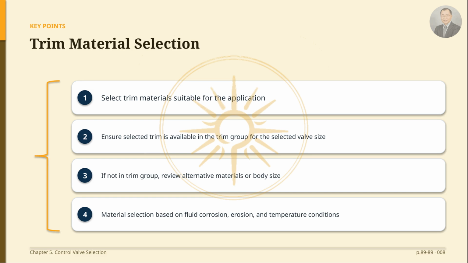Choose trim materials that suit the fluid conditions of the application, but the most important point is to verify that the selected trim is actually available within the trim group for the previously determined valve size. If the desired material is not in that trim group, you must look for another material or return to the body size selection stage for reevaluation. The corrosiveness and erosiveness of the fluid, along with temperature conditions, serve as the basic criteria for determining the material.